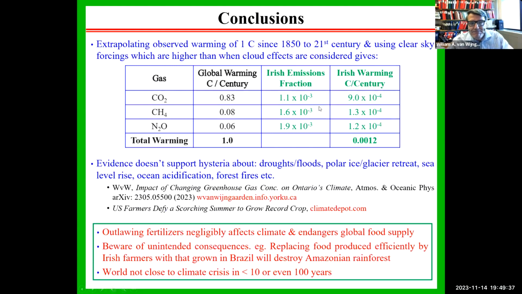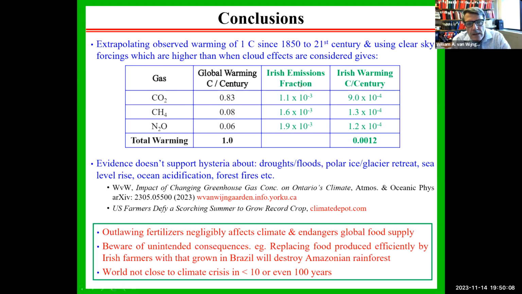So conclusions. If we extrapolate the warming of 1 degree since 1850 to the 21st century and assume that's all due to greenhouse gases, which is very unlikely, and use clear sky forcing, so we forget about clouds, which greatly reduce their effect, we get warmings of CO2 0.83 degrees per century, methane 0.08, nitrous oxide 0.06 degrees. This adds up to 0.98. I didn't write down the 2% contribution from the halogenated gas compounds.